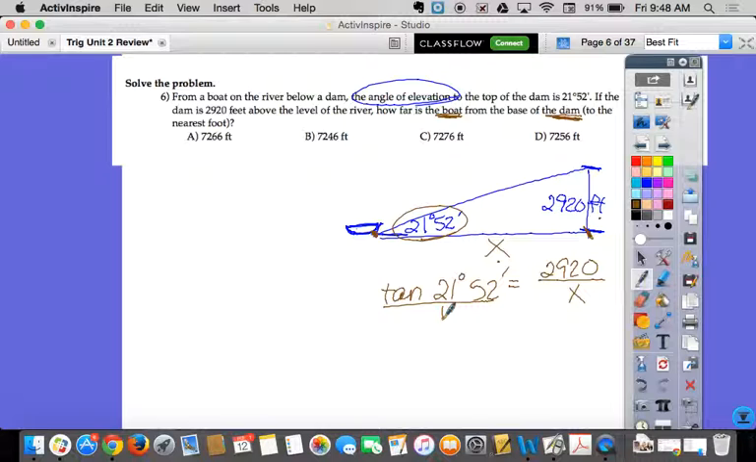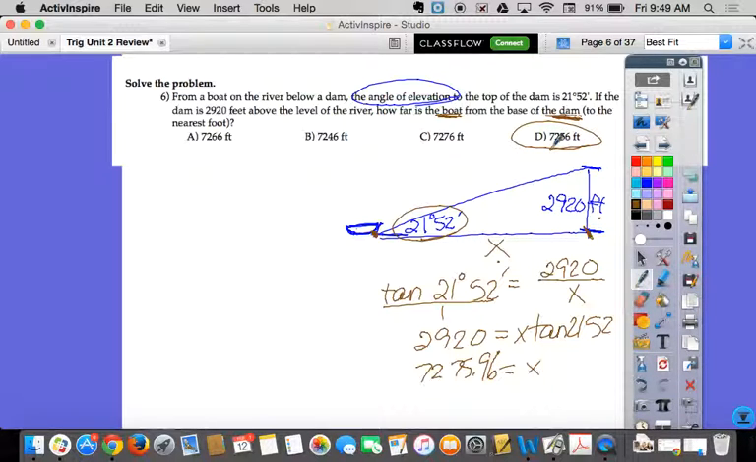Turn that into a fraction. Let's finish this one up. Cross multiply. 2920 equals x tangent 21 52. And we're going to need to divide that out. Let's do this rather quickly so I can get it in the time constraints. Make sure you type 21 plus 52 divided by 60. And I've got 7,275.96. So 7,275, yeah, right here, D. They just rounded to the nearest foot.